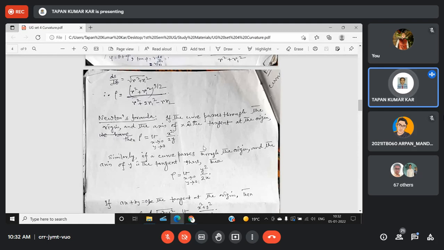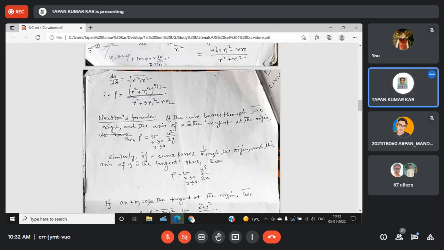It also has a very long derivation, so I am not going to derive Newton's formula, and it is also not required in the example to derive it. Only remember the formula. If the curve passes through the origin and the x-axis is the tangent at the origin, then it is x square by 2y. If the curve passes through the origin and the y-axis is the tangent, then it is y square by 2x, as x tends to 0, y tends to 0.